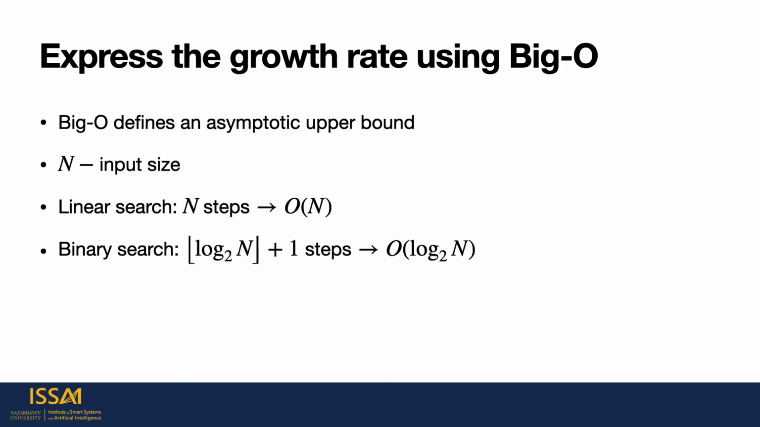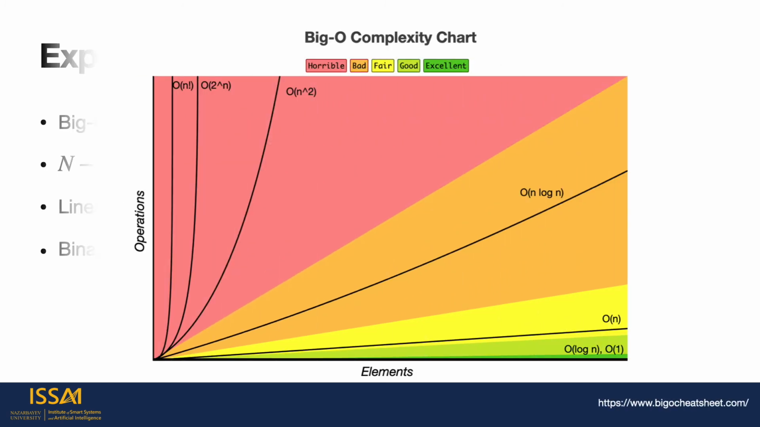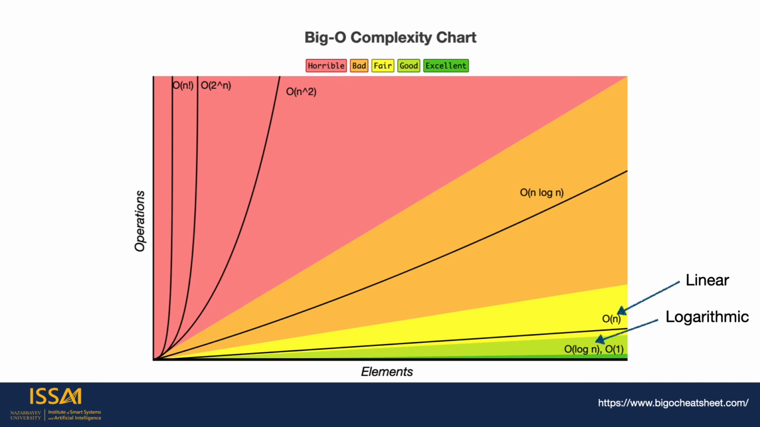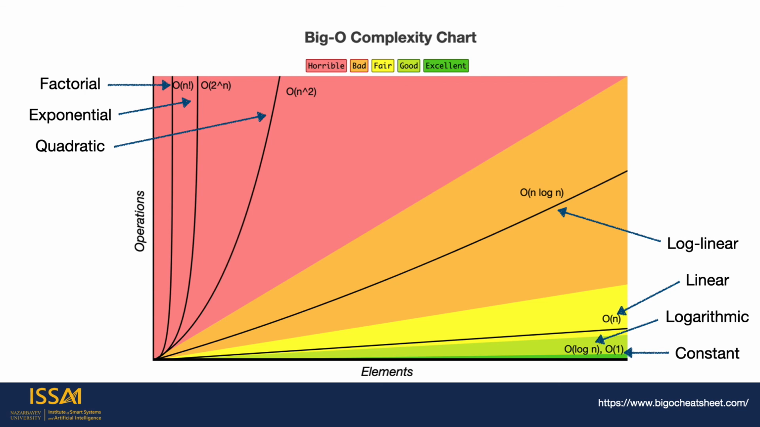We formally express the growth rate using big O notation, which consists of different complexity classes to define the upper bound for runtime. Linear search belongs to the linear complexity class, where the runtime is proportional to the input size. Binary search is an example of logarithmic runtime. Here is a graph from bigocheatsheet.com that puts together the most common complexity classes. Besides the familiar logarithmic and linear running time, we've got constant, log linear, quadratic, exponential, and factorial.